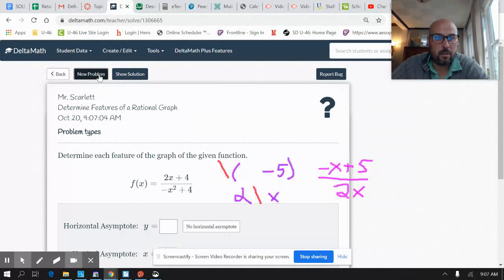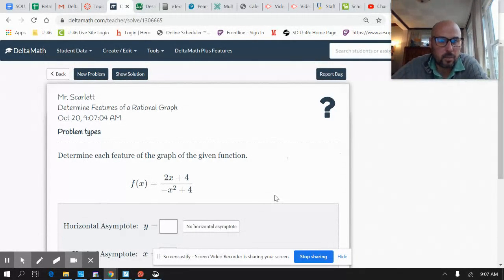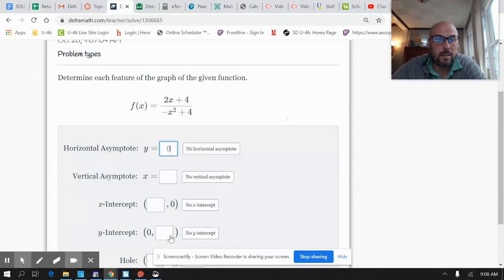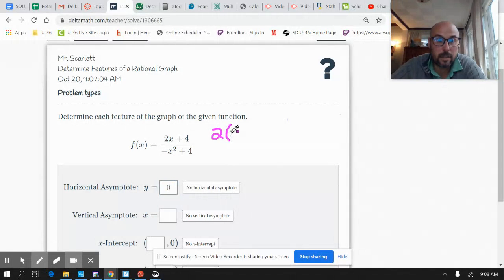Let's do another one. Oh, here's a good one. All right, this will be the last one in this section. So now I have, for the first time, the two degrees are not the same. The degree in the denominator is larger than the degree in the numerator. So that means there is a horizontal asymptote, but it occurs when y is 0. The rest we're going to have to factor. So the numerator has a GCF of 2, so I take that out.